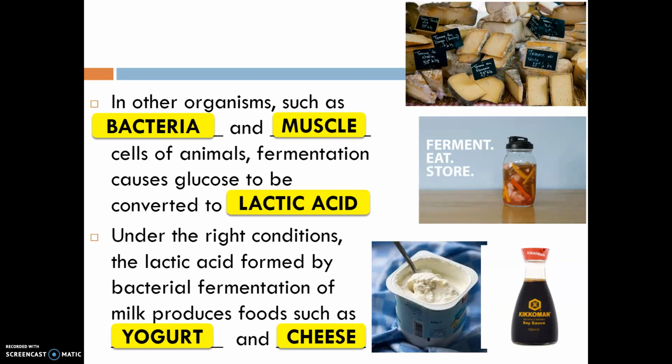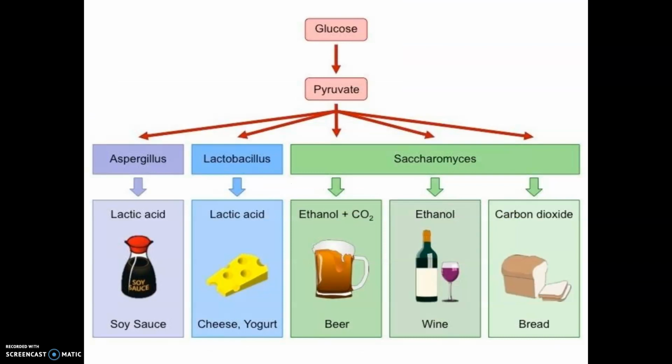In other organisms, such as bacteria and muscle cells of animals, fermentation causes glucose to be converted to lactic acid. Under the right conditions, the lactic acid formed by bacterial fermentation of milk produces foods such as yogurt and cheese. And this is just a table showing you that glucose breaks down to pyruvate, and then the different types of bacteria that are created, and of course, what formation occurs.